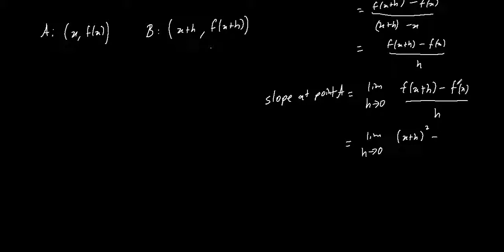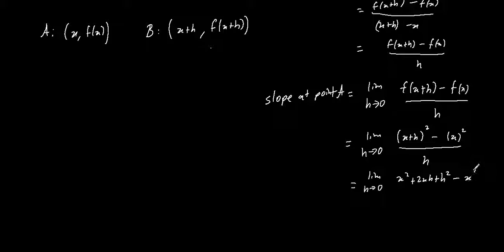minus, now f of x is just x squared, all over h. Now this thing is just the limit as h approaches 0. Now this is just x squared. Now I'm just expanding this binomial, right? So that's plus 2xh. And then what else do I have? I have h squared, right? I expanded this nicely. And then I have an x squared lying around, all over h.